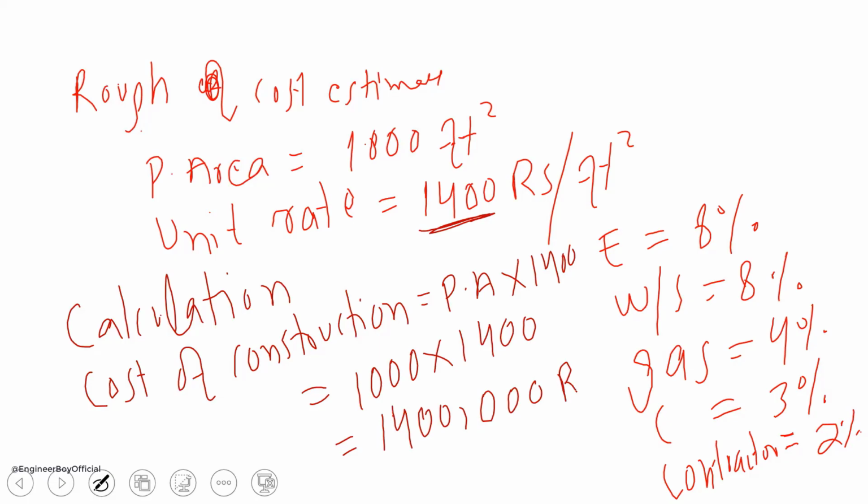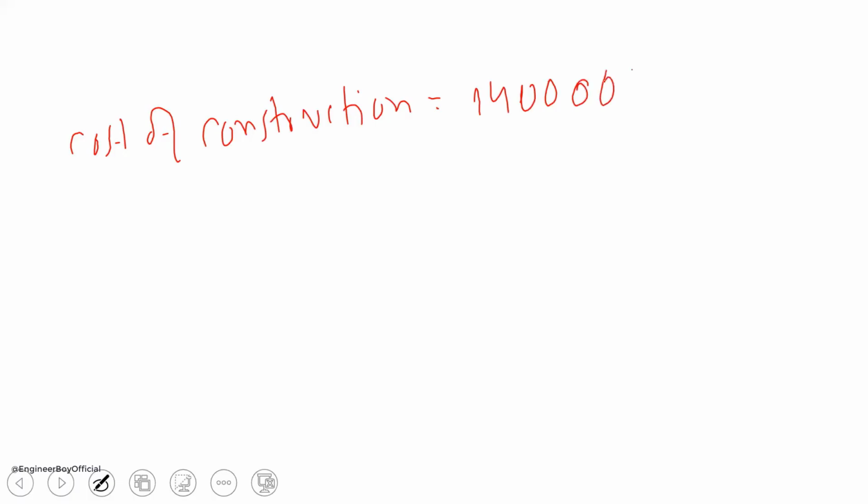Now next, let me have another slide, so we can understand the problem better. So we have the cost of construction, which was just calculated a few seconds ago, and that was 1400 and 000 rupees. Now we will calculate the cost for electricity.